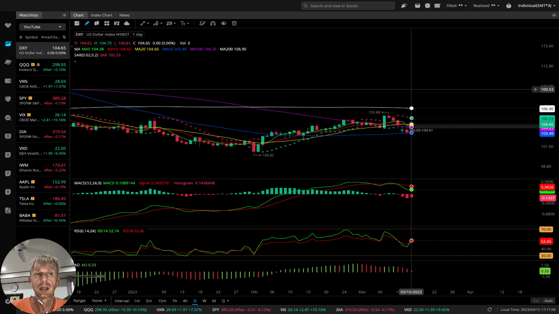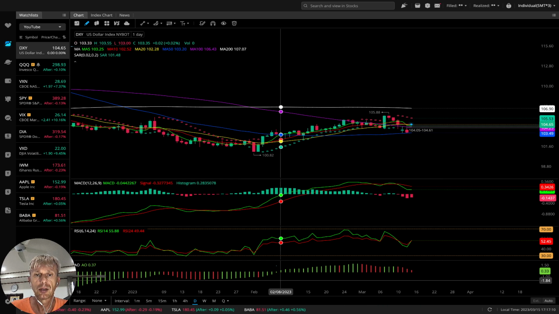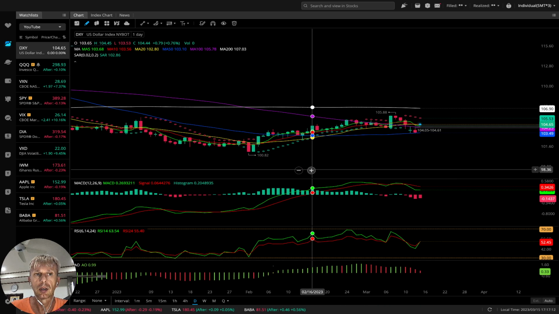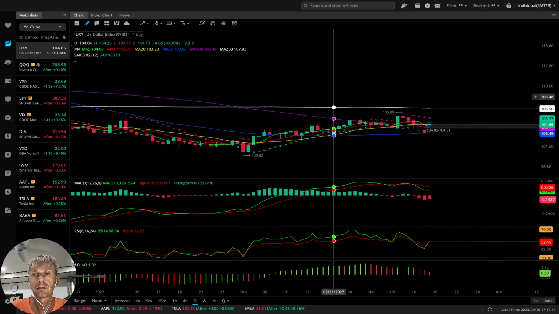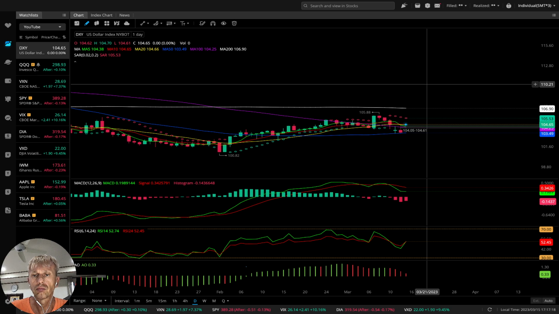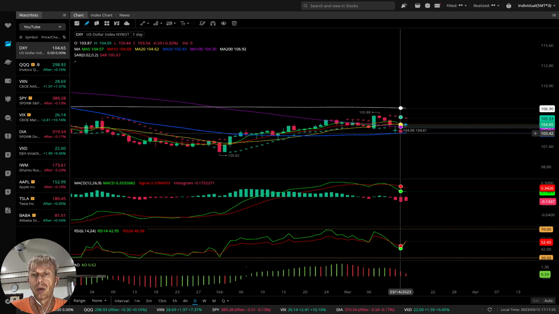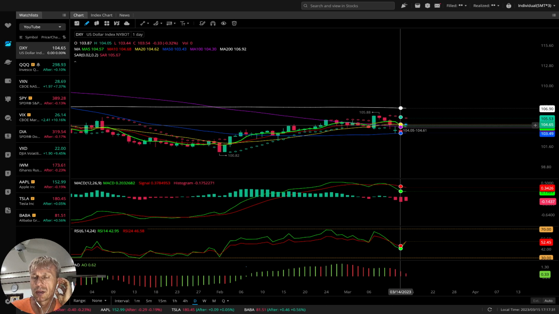Let's start. Let me maximize it, and we will start from the dollar. USA dollar, it made some gap. Dollar bounced from MA 50. It stopped at MA 50 for 2 days, right? And it bounced, but still bearish trend.